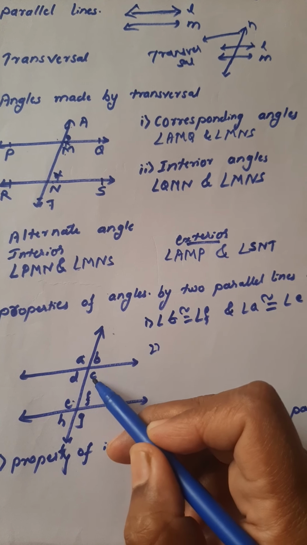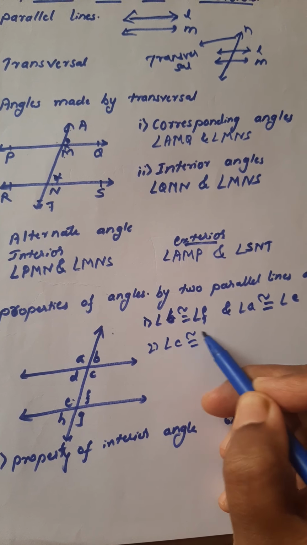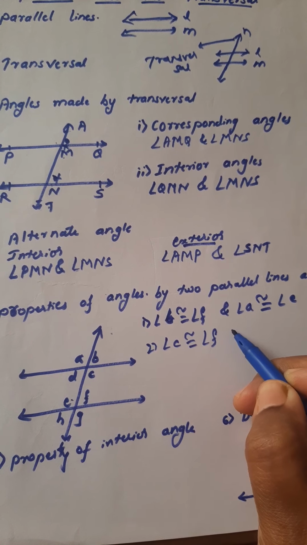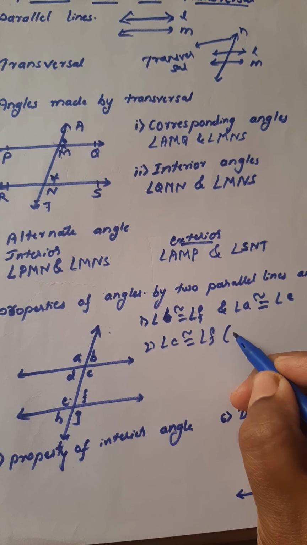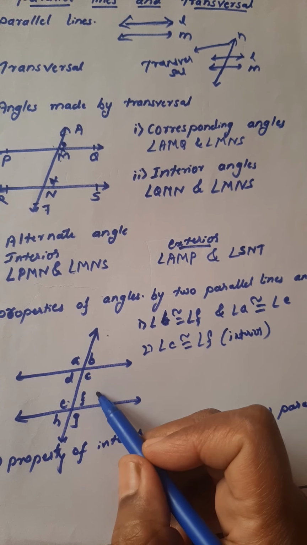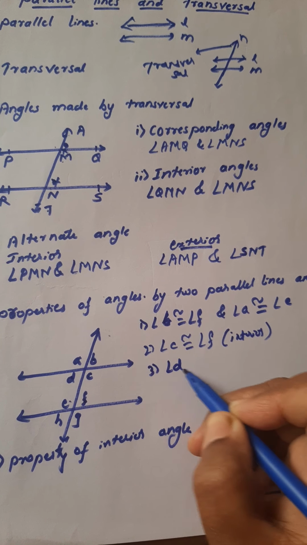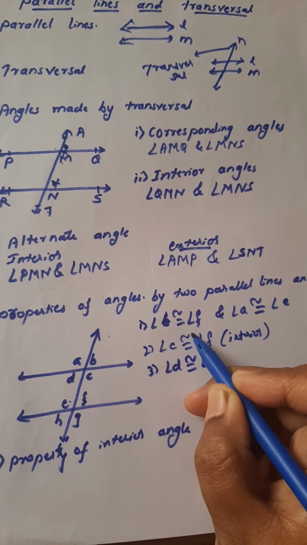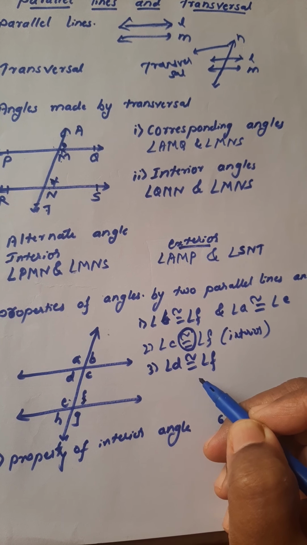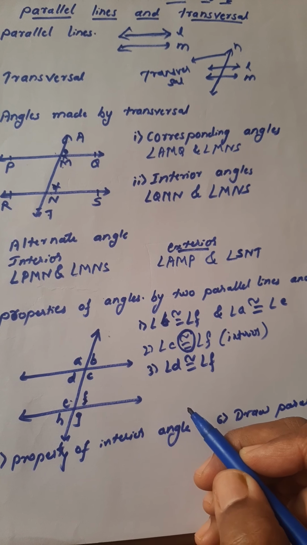Now the second point, I will write here C and F. Angle C is congruent to angle F. Okay, this is congruent. Otherwise, we will say it is interior angles. Next point, angle D and angle F. Third point, angle D is congruent to angle F. Here it may be congruent or not. Angle D and angle F, these are interior alternate angles. Understand? I have covered all these points.